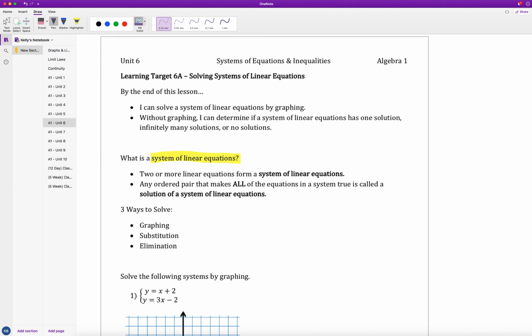And how we solve that is we're looking for any ordered pair that makes all of the equations in the system true. So if I find an answer, it has to be true not only for one of the linear equations, but for both of the linear equations.